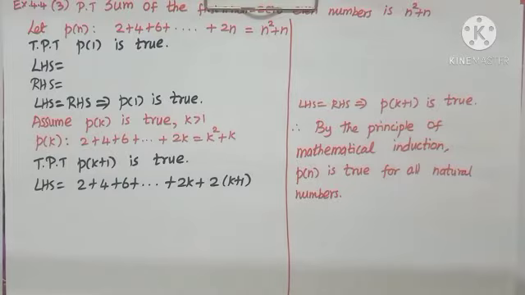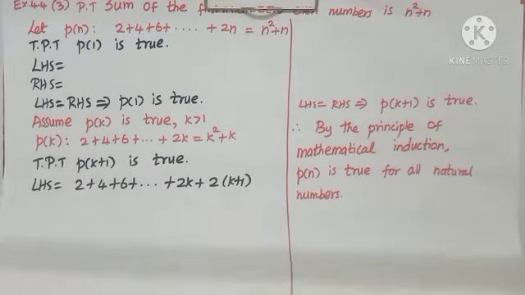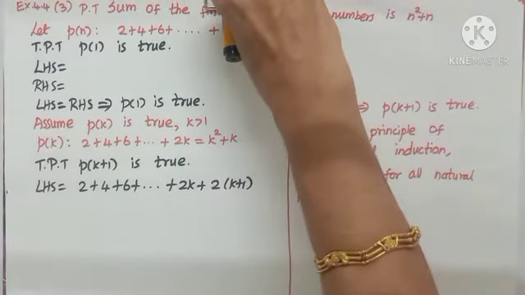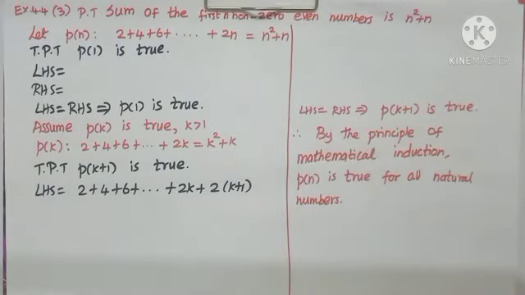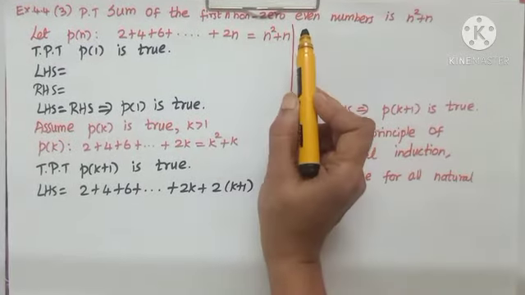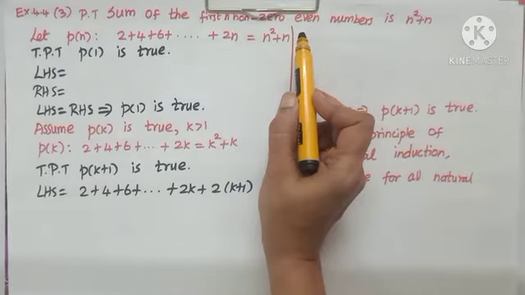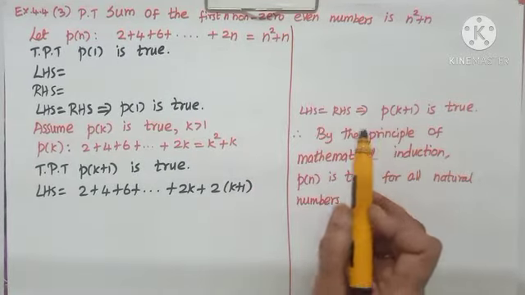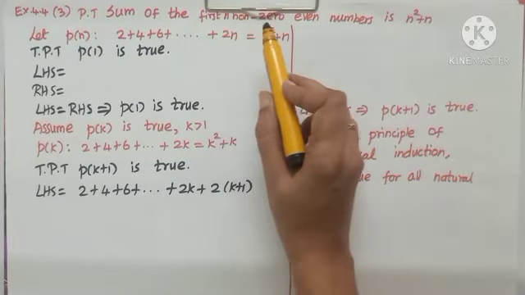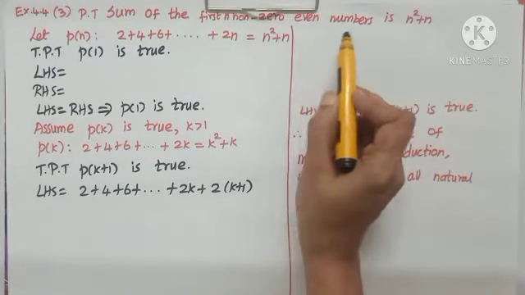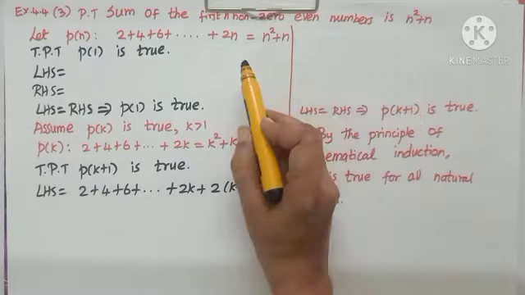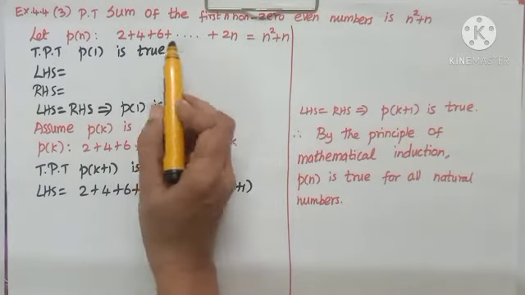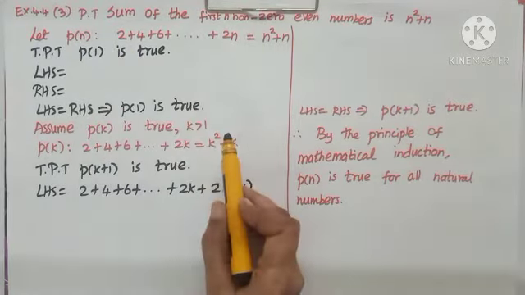Exercise 4.4, question number 3. Prove that the sum of the first n non-zero even numbers is n square plus n. First n numbers tells me 1, 2, 3 up to n. But now the first n non-zero even numbers is the question. So 1 to n, you multiply by 2 so that they will become non-zero even numbers.